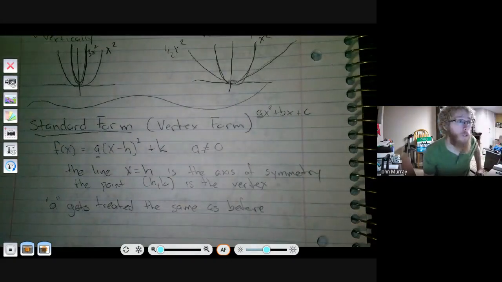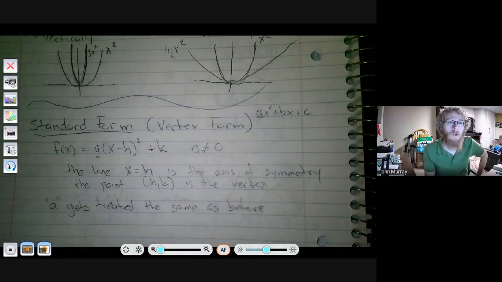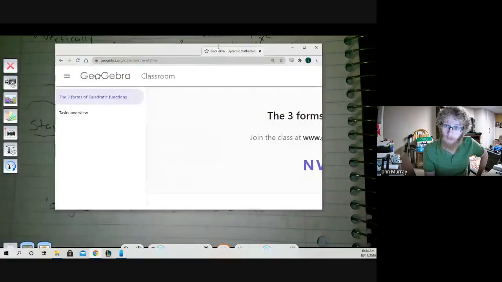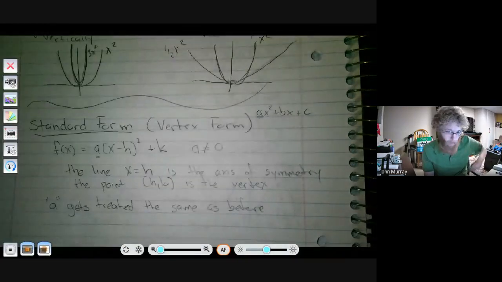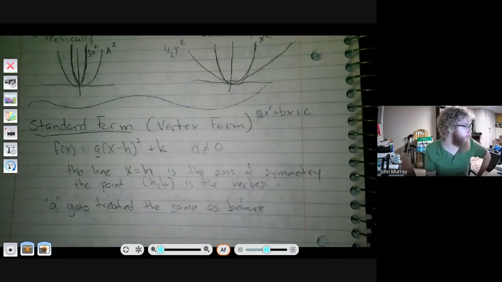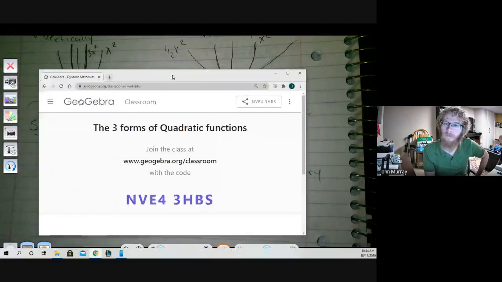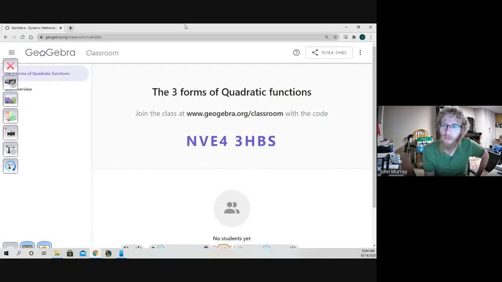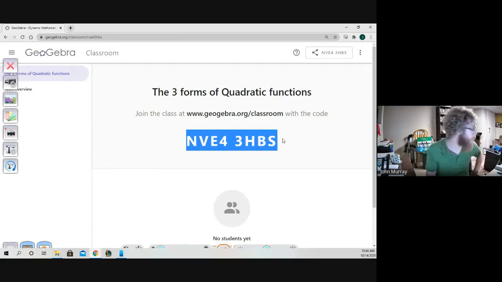All right, so what I'd like you guys to do, I'll give you a second if you need to copy that. And then we're going to go to our GeoGebra website. All right, so if you would please go to geogebra.org/classroom and enter this 8-digit code.